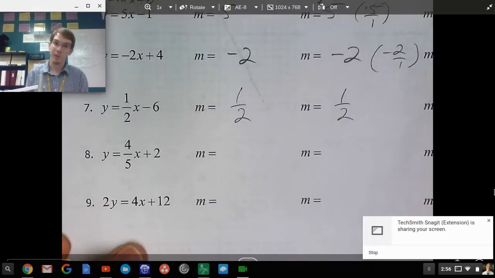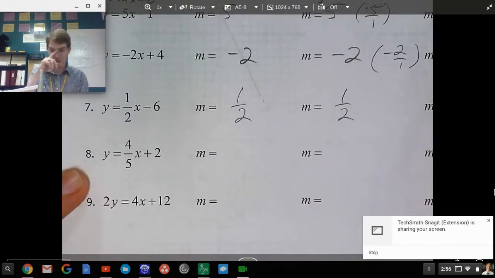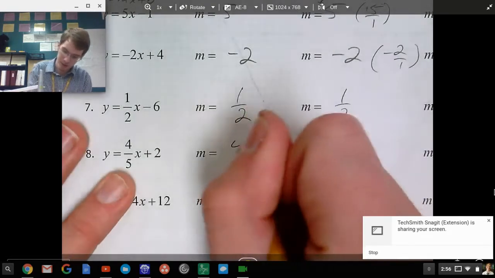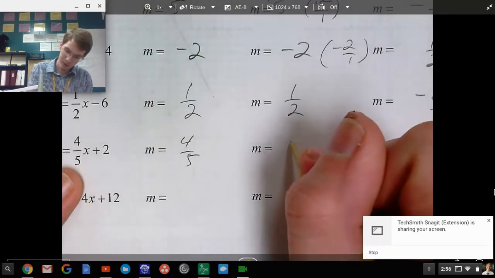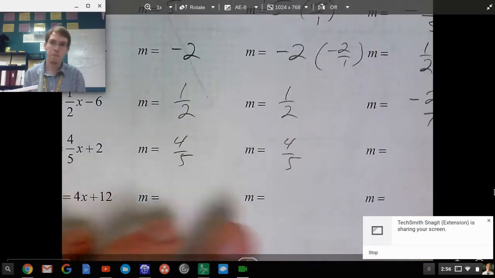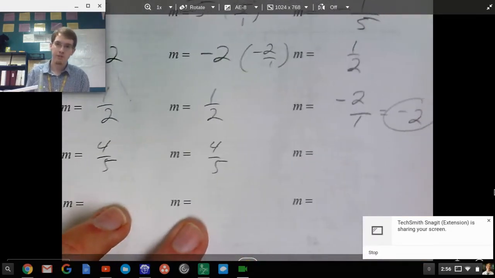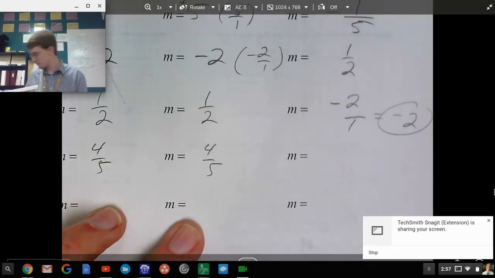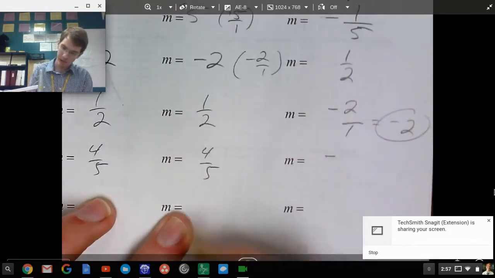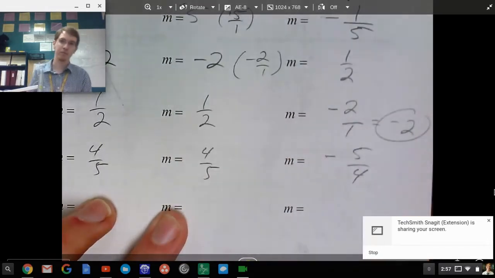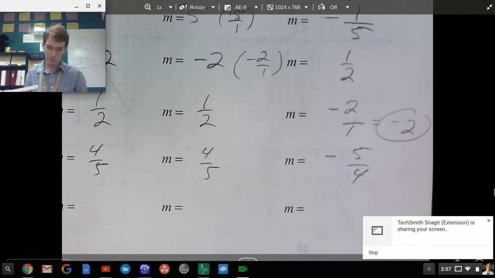Number 8, the slope, again, just staring at us, y equals mx plus b, so 4/5. The same slope is the parallel, so 4/5. And then for the perpendicular, you've got to remember two things: opposite, reciprocal. So we have to flip it and change the sign. It goes from positive to negative, and we flip it. So -5 over 4. Really nothing to it.